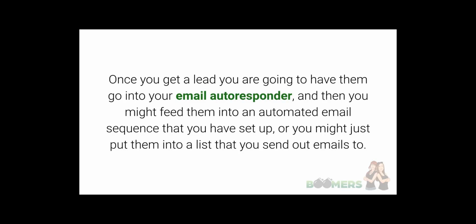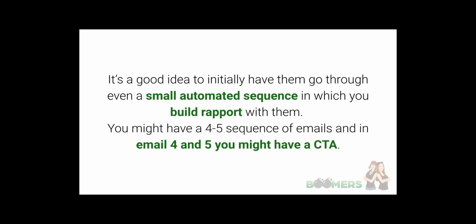So you're going to feed them into your automated email sequence that you have set up, or you might just put them into a list that you send out emails to. Now, it's a good idea to initially have them go through even a small automated sequence in which you build rapport with them. You might have a 4 to 5 email sequence, and in emails 4 and 5, you might have a call to action trying to get them to book onto your calendar.